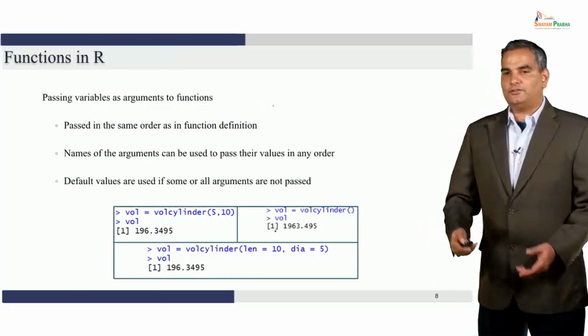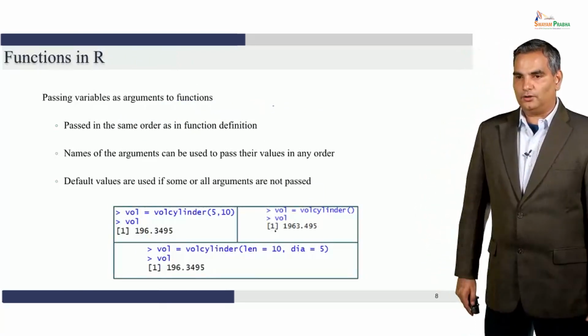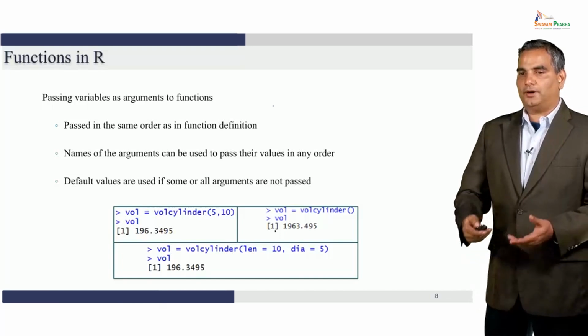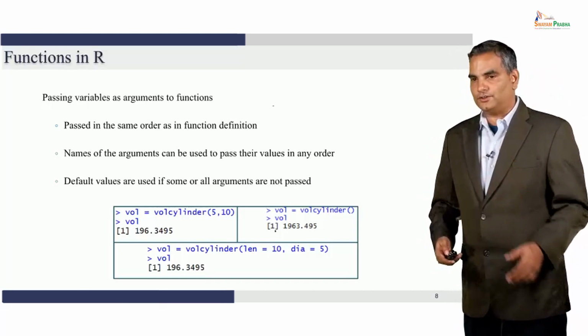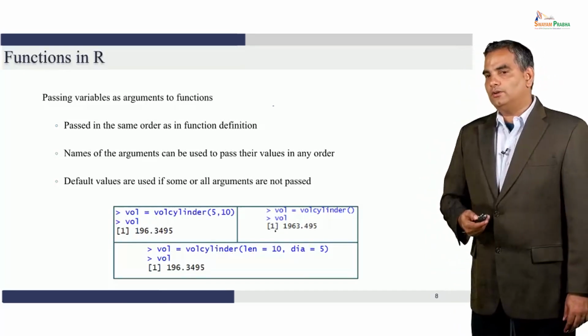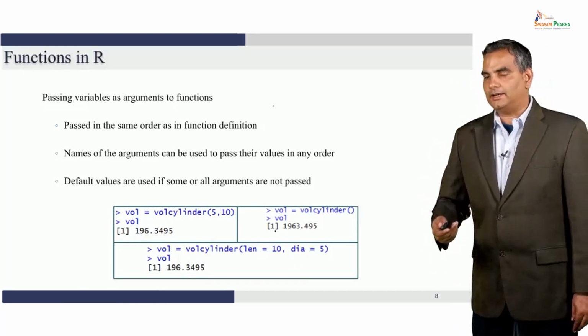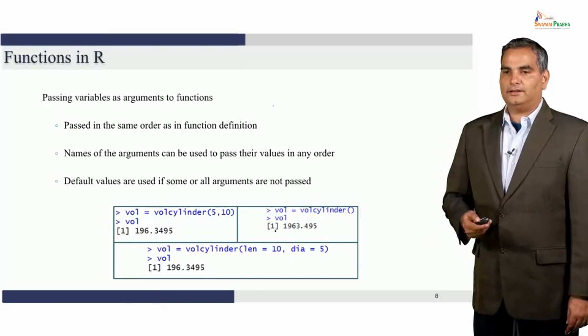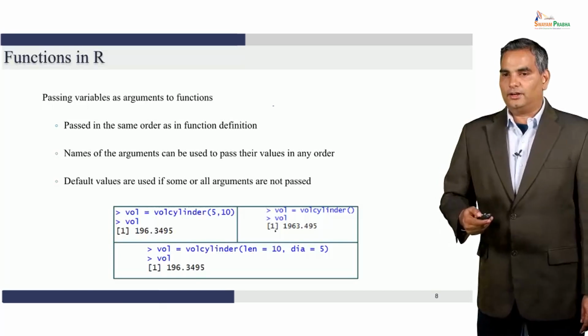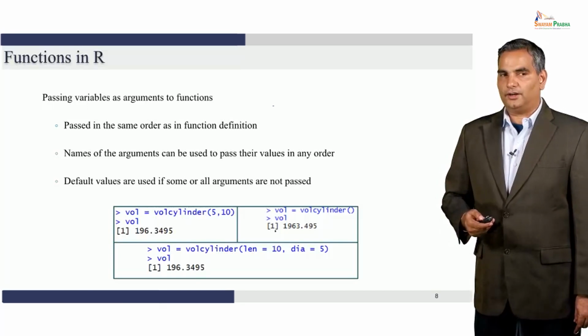There are many ways in which we can access this volume cylinder. One way is to actually pass arguments to the function and then calculate the volume of the cylinder, which is what we show here in the slide. So we say volume is volume cylinder 5, 10, which says 5 is the diameter of the cylinder and 10 is the length of the cylinder. And then you get a volume which is 196.3495.